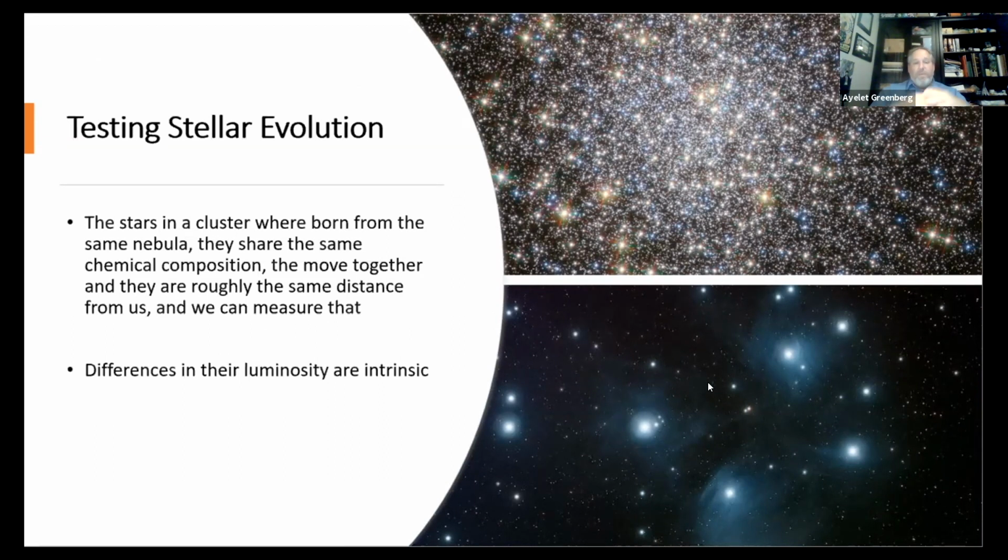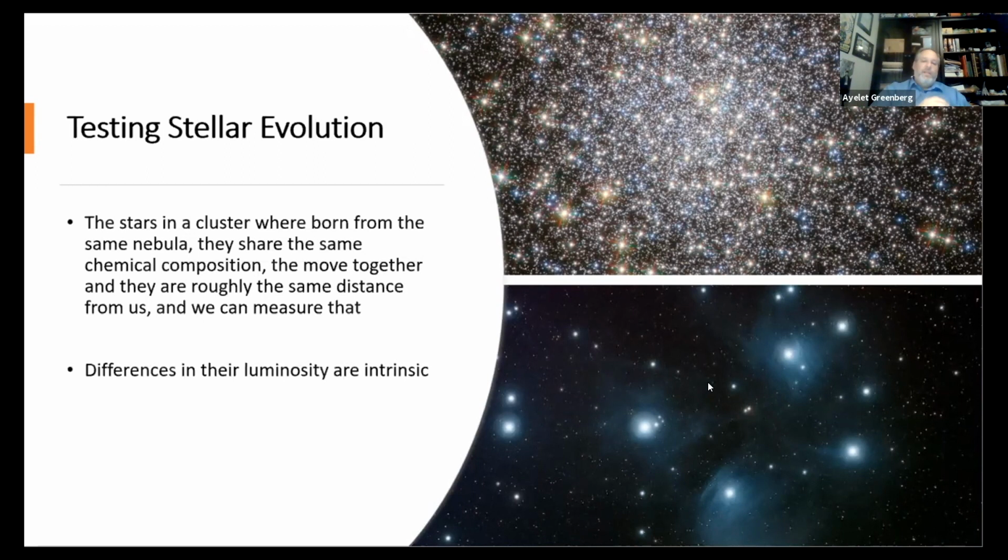So there's a lot of commonality in these stars, so that when you start to detect differences in their luminosity, it's because of intrinsic characteristics of the actual star. It's not because of different distances or different chemical compositions or different angles of motion. So that's why studying a cluster really helps you learn more. It's a more reliable way to understand more about the age of stars and their evolution.